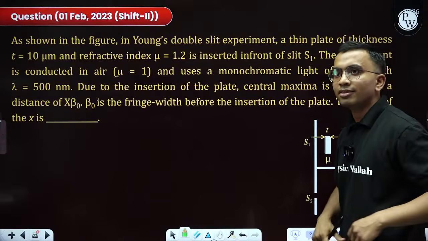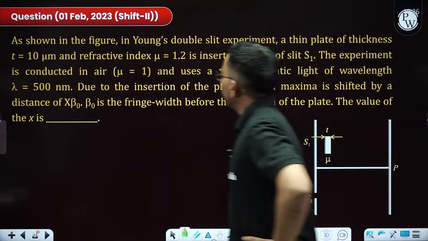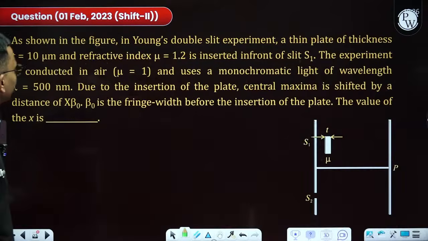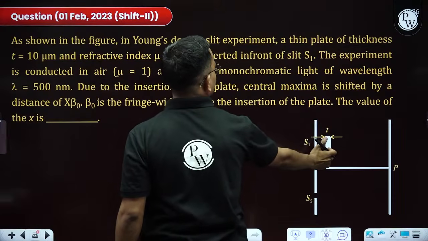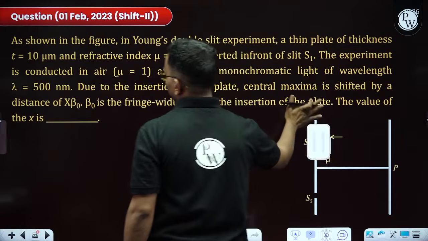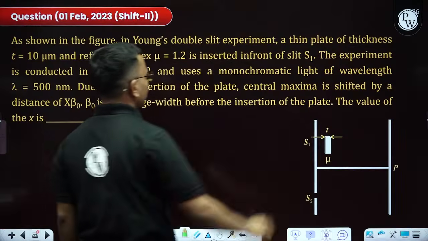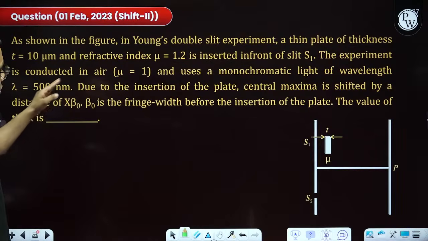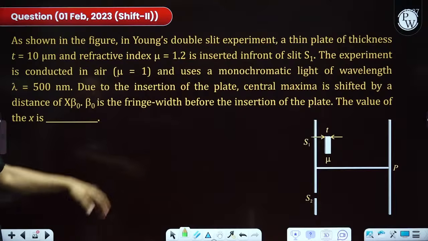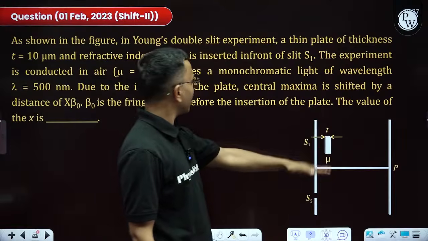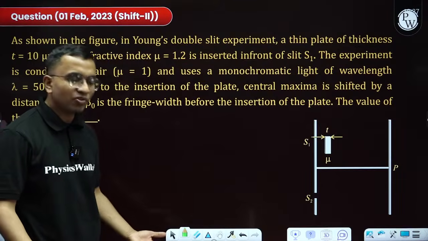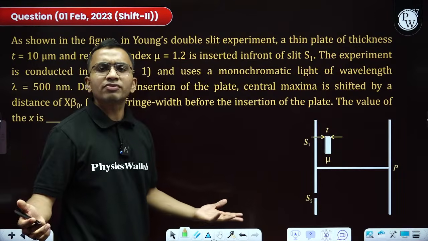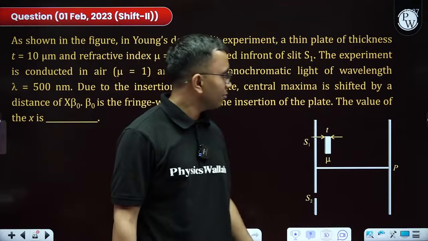You can attend this. As shown in the figure, in Young's double slit experiment, a thin plate of thickness 10 micrometer and refractive index 1.2 is inserted in front of slit S1. The experiment is conducted in air and uses monochromatic light of a given wavelength. Due to insertion of this plate, the central maxima is shifted by a distance of x beta naught, where beta naught is the fringe width before insertion of the plate.